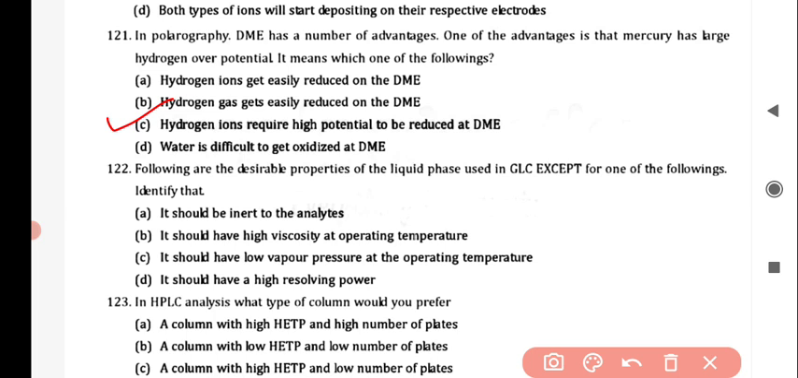Next question is, following are the desirable properties of the liquid phase used in GLC except for one of the following. Identify that. And the correct answer is option B, that is it should have high viscosity at operating temperature.